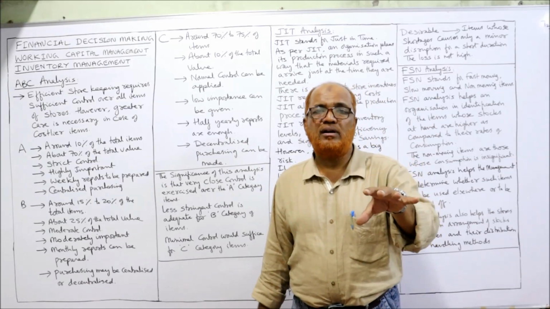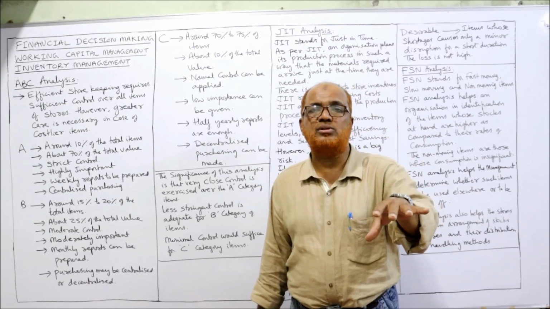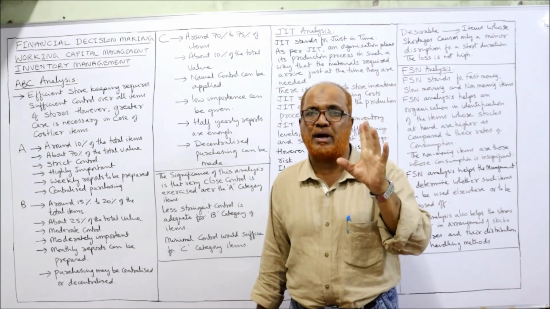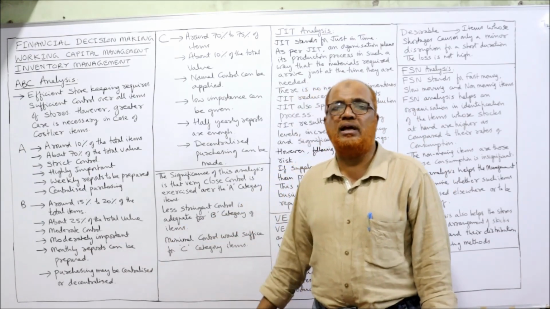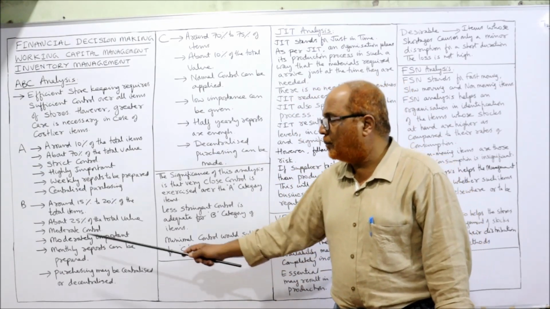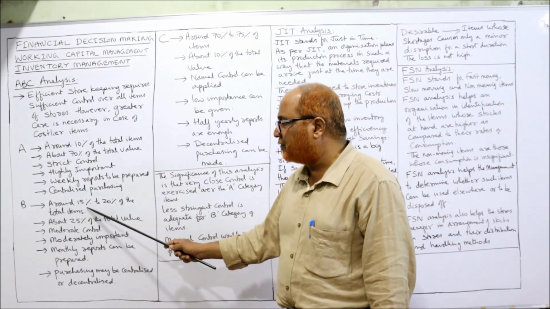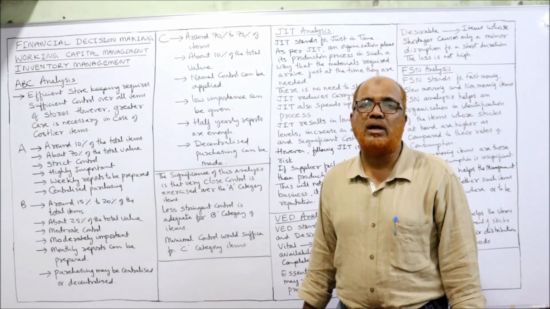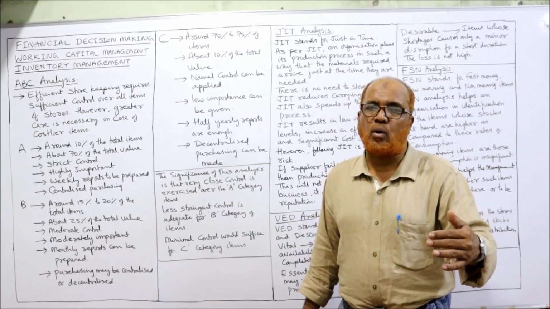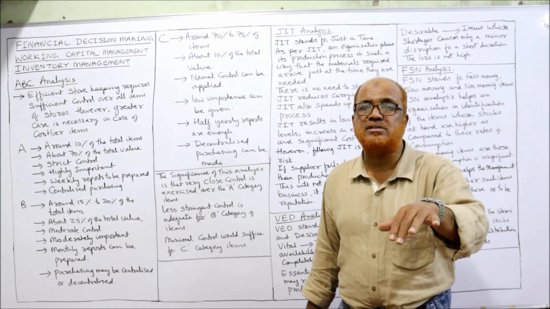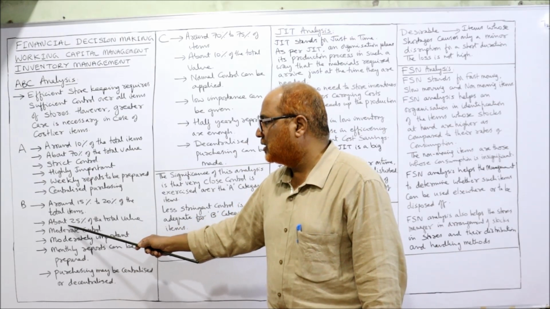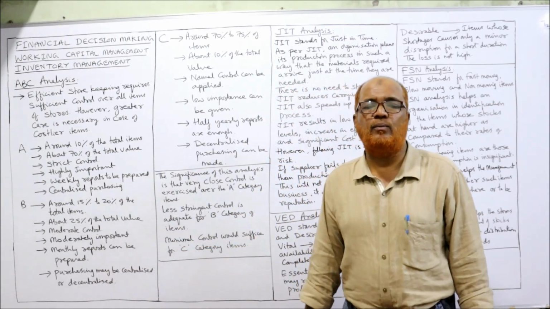Because the inventories are costly items, only centralized purchasing should be used: only one purchasing department should purchase all the inventory items of A. Now B category items are around 15 to 20% of total items quantity. If we compare the quantity, 15 to 20% of items can be categorized as B category, with about 25% of the total value.